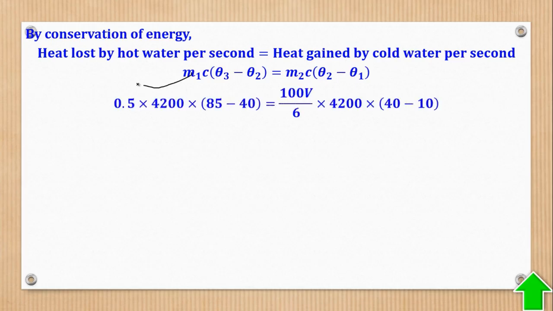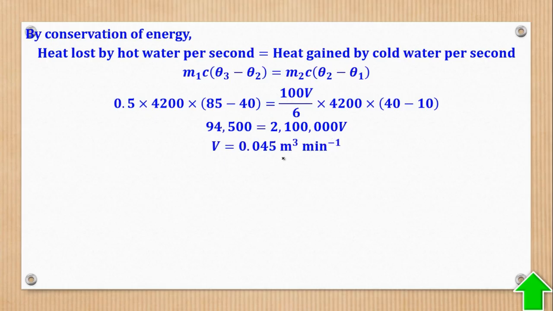So you substitute for mass of hot water, specific heat capacity of water, highest temperature which was 85, and final which is 40. Then this side, mass per second is that, specific heat capacity is that, highest temperature is 40, and the initial which is 10. So simplify, the whole of this gives you this, and the whole of this gives you that. And when I make V the subject, V will be equal to that. So our answer is in per minute, because this one was assumed to be per minute. That is why we divided by 60 to convert it to per second.